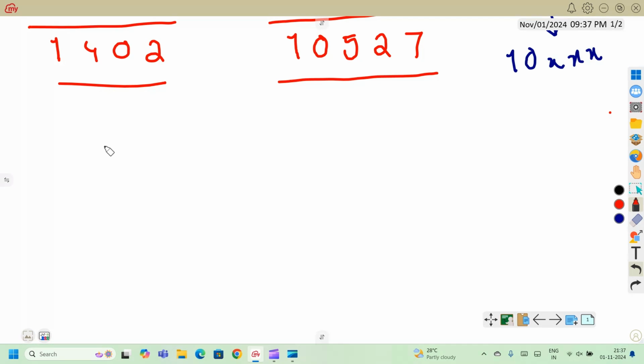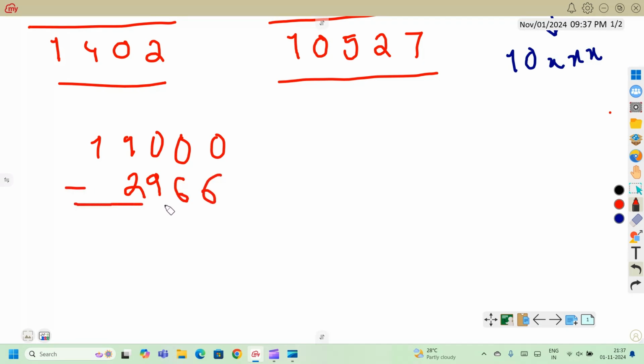I'll keep this number as 11,000 here, and let me say 2966, and I have to subtract. This I can do, but what will I do with this 0 thing? It's 11,000, so should it be 1 minus 0, it should be 1 then? No, it has to be 1 minus 1, because the leftmost, see, this is how it's going.